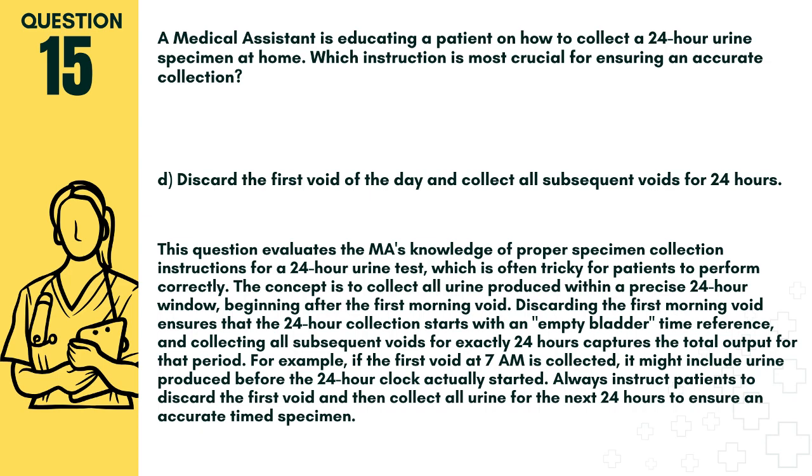For example, if the first void at 7 a.m. is collected, it might include urine produced before the 24-hour clock actually started. Always instruct patients to discard the first void and then collect all urine for the next 24 hours to ensure an accurate timed specimen.